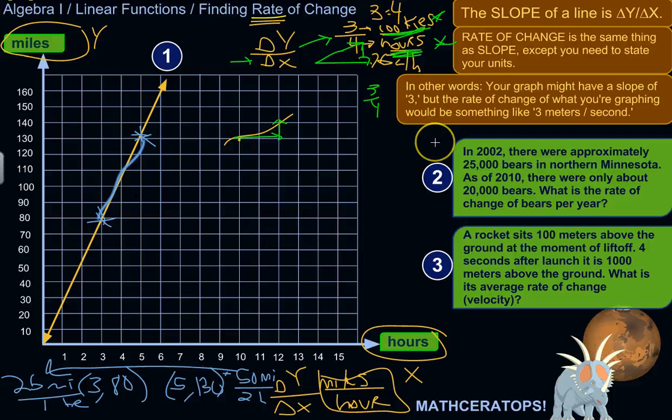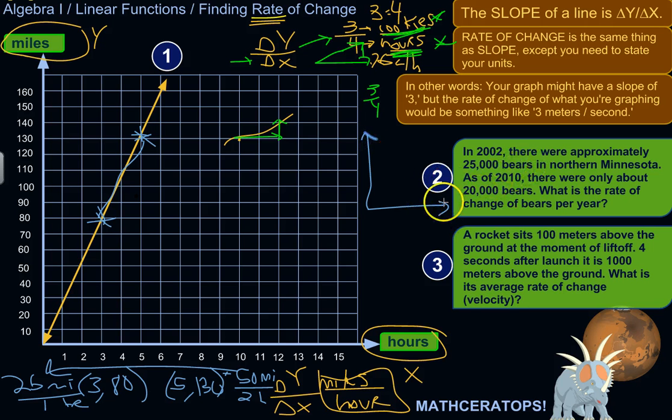Okay, so let's look at a couple of non-graphed examples. In 2002, there were approximately 25,000 bears in northern Minnesota. As of 2010, there were only about 20,000 bears. What is the rate of change of bears per year? I'm not going to technically graph this, but just give you an example of what the graph might look like if you were to graph it.